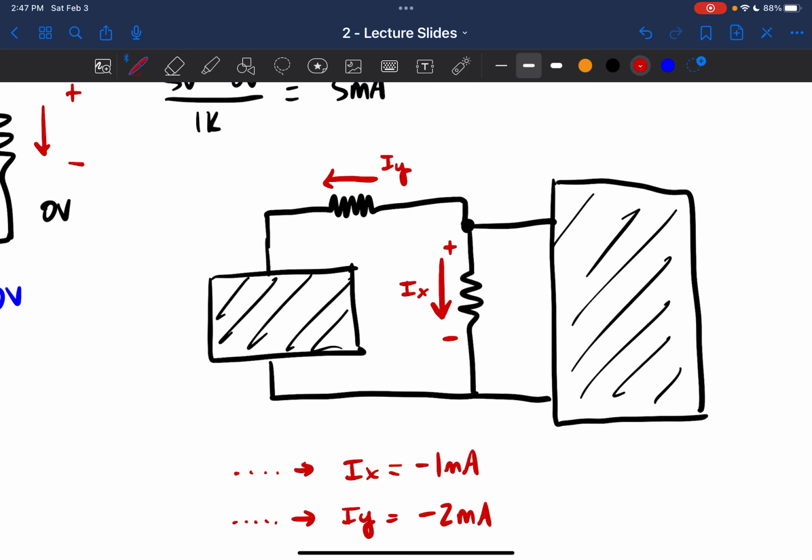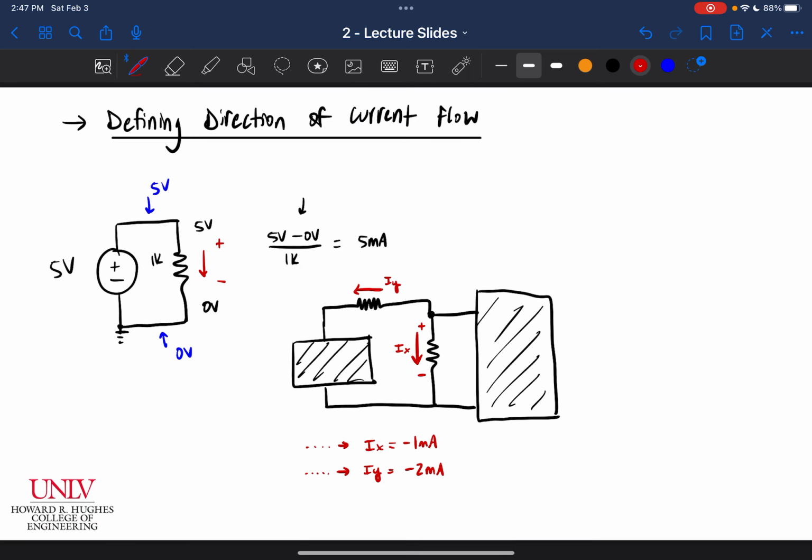I think that's really important for the next video, which is KCL, or Kirchhoff's current law. And we're going to be using this idea that we can define the current any way we want, and it's going to make solving circuits a lot simpler. You don't need to keep track and try and determine just by inspection what direction. Sometimes you will be able to, like I said.